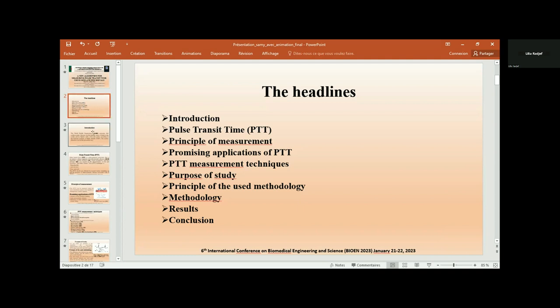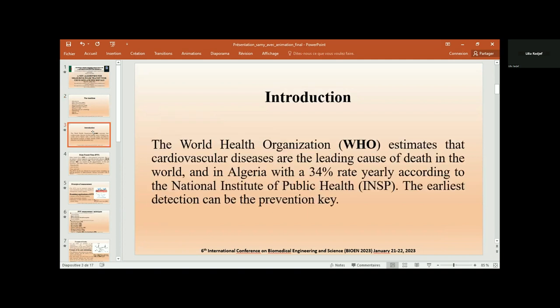So, first, the introduction. The World Health Organization estimates that cardiovascular diseases are the leading cause of death in the world, and in Algeria, with 34% dying yearly according to the National Institute of Public Health, early detection can be the key to prevention.